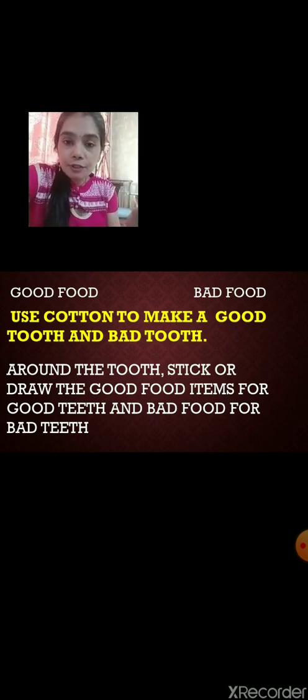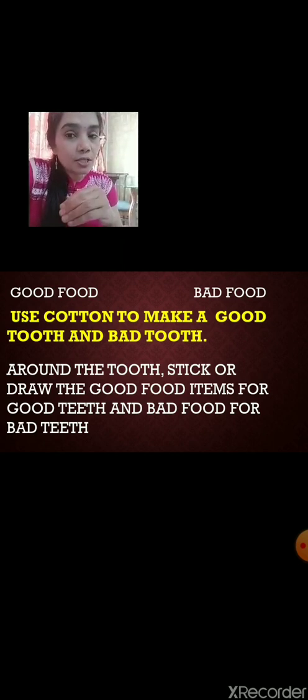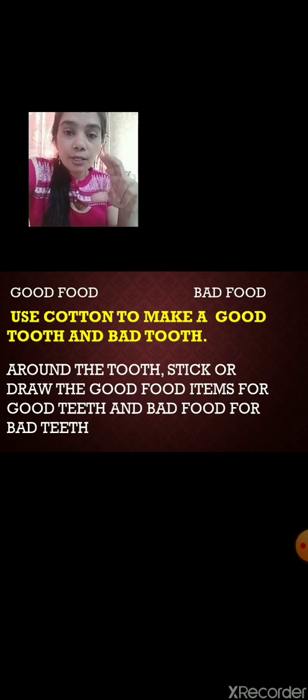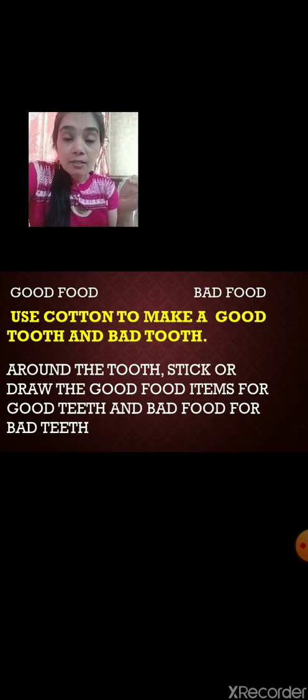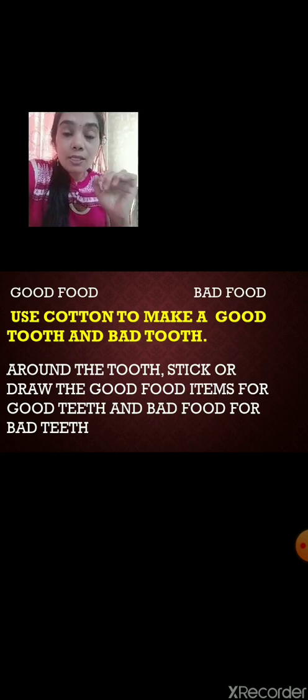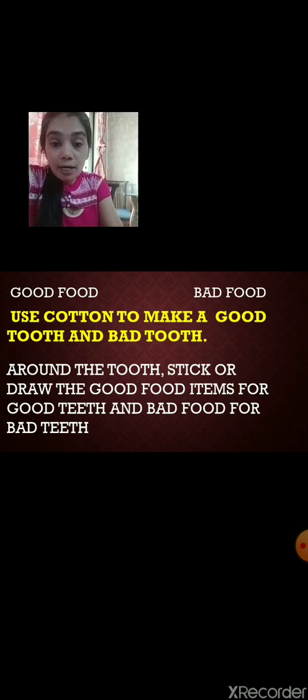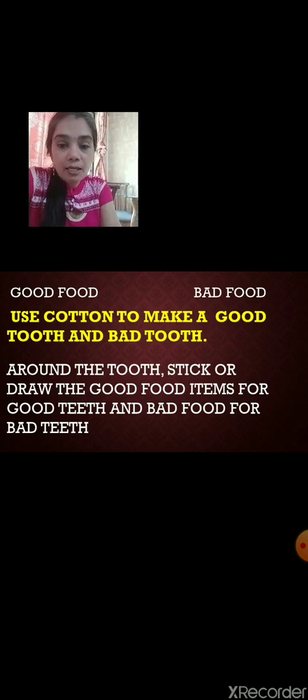And for the bad food, what foods can you stick? For the good tooth, you can stick carrots, vegetables, fruits, all those pictures. And for the bad tooth, you will stick cotton and show some cavities. And which food items are bad for our teeth? Chocolates, sweets, some cold drinks. Yes, all these you can stick around that, and you can use your own creativity and imagination.